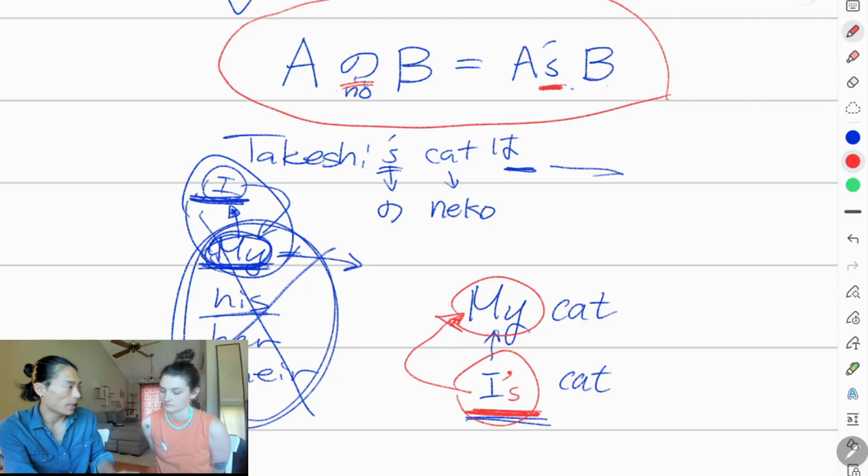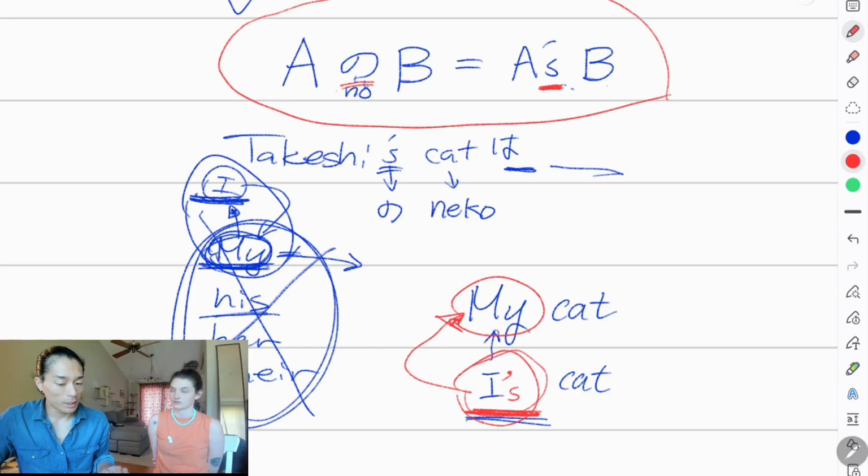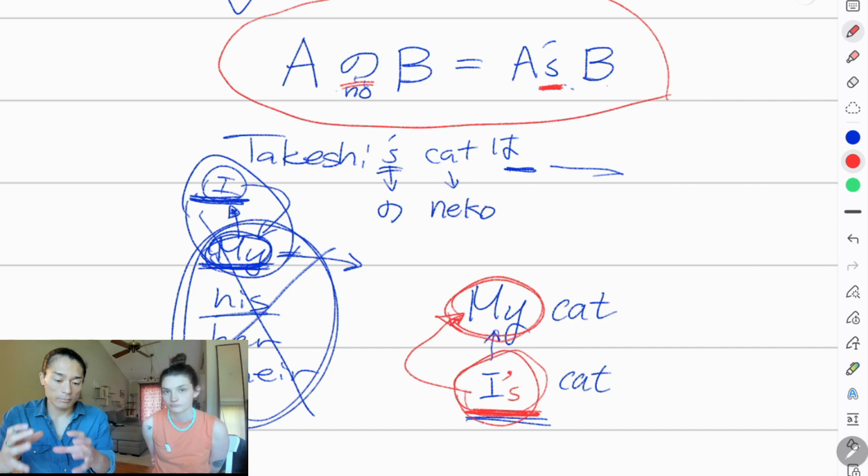Then how would you say "I"? Watashi no neko? Yeah, perfect. So just remind yourself we don't have the words my, his, her, their, those things. Just whatever noun plus no, and that's going to mean that.